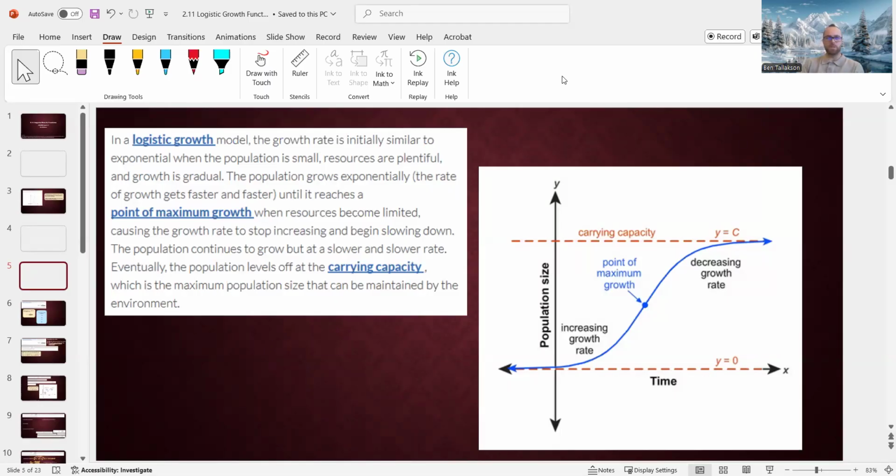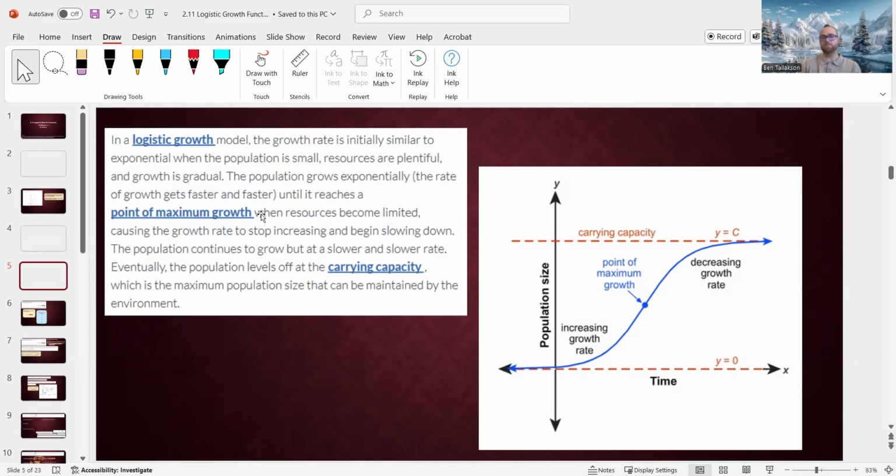There was a little glitch there, but we're back. In a logistic growth model, the growth rate is initially similar, it's exponential, when the population is small, right? Resources are plentiful, growth is gradual, it's all good. The population grows exponentially, the rate of growth just gets faster and faster. It's shooting up. But with a logistic growth function, what happens?